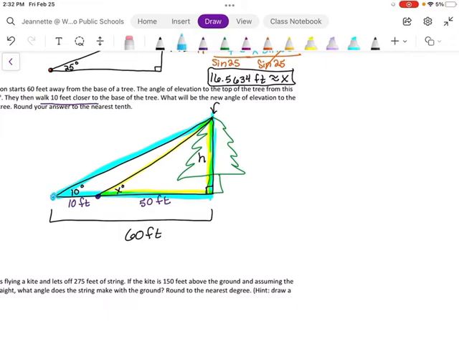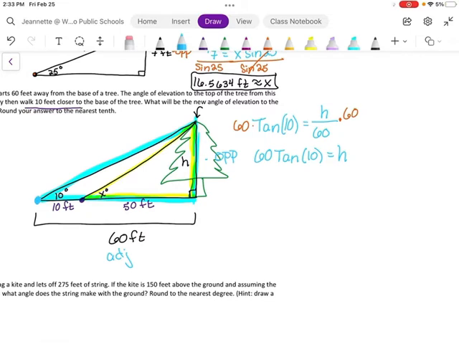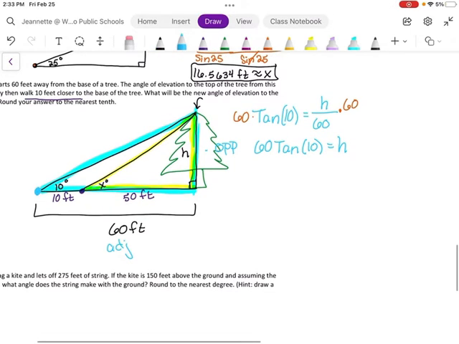So looking at our blue triangle on the outside, we're going to set up an equation using the opposite side and the adjacent side of a triangle. So that tells us we're going to be using tangent. So our first equation set up is going to be tangent of 10 degrees equals h over 60. And we can get h by itself by multiplying both sides by 60. But we're not going to type this into our calculator quite yet, because our goal isn't to find h, our goal is to find x. So for now, we're just going to keep that equation the way it is. 60 tangent of 10 equals h.